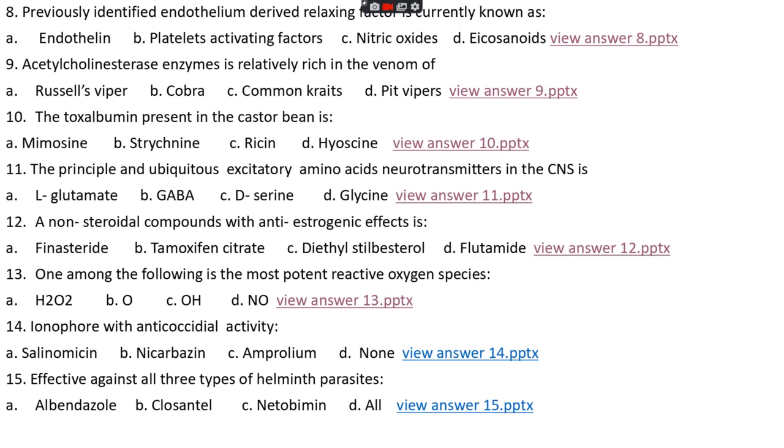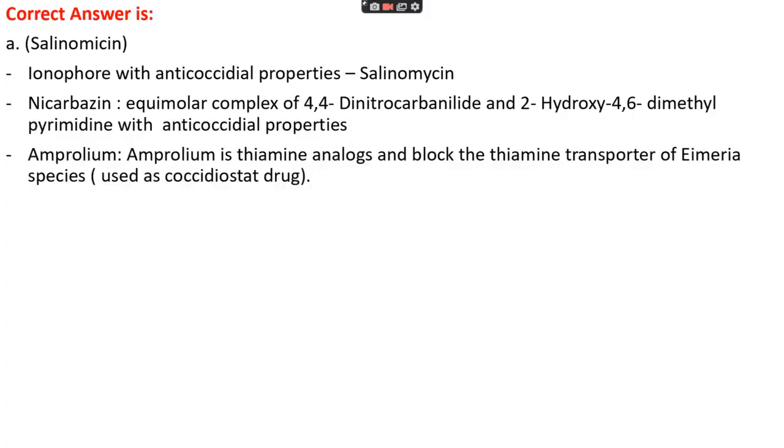Question number 14. Ionophore with anticoccidial activity. Option A, salinomycin; option B, nicarbazine; option C, amprolium; option D, none. The right answer is option A, that is salinomycin. Ionophore with anticoccidial property is salinomycin, while nicarbazine mainly contains an equimolar complex of 4,4-dinitrocarbanilide and 2-hydroxy-4,6-dimethylpyrimidine. It also has antioxidant property. Similarly, amprolium is also a coccidiostat drug. It's a thiamine analogue, and it blocks the thiamine transporter of Eimeria species.